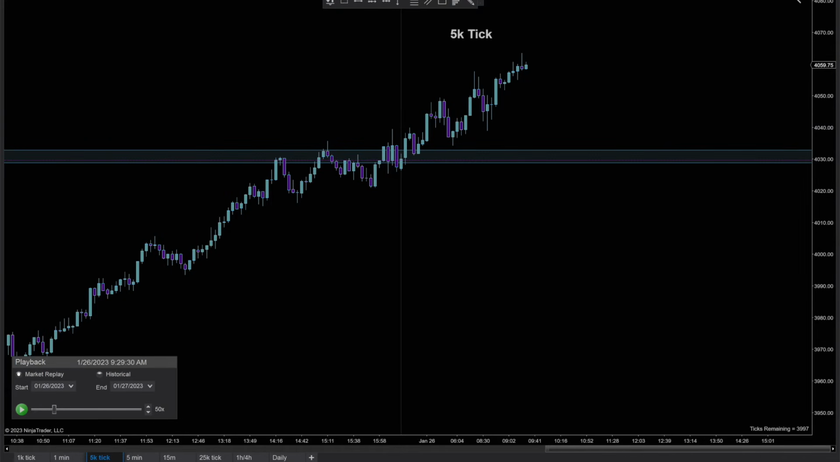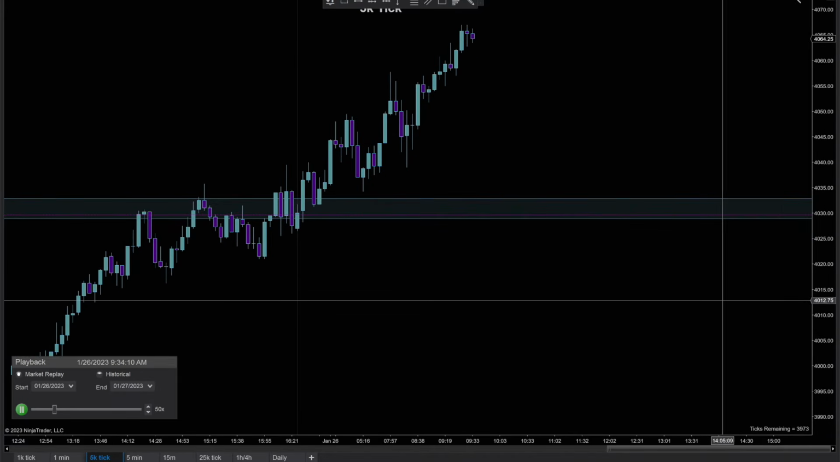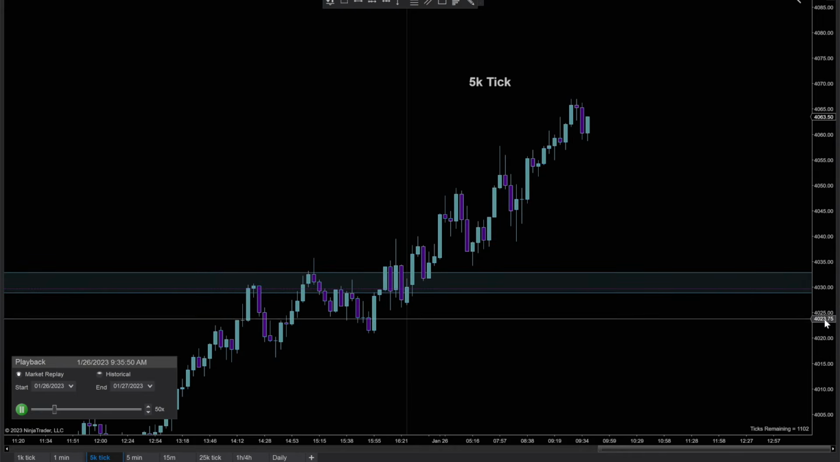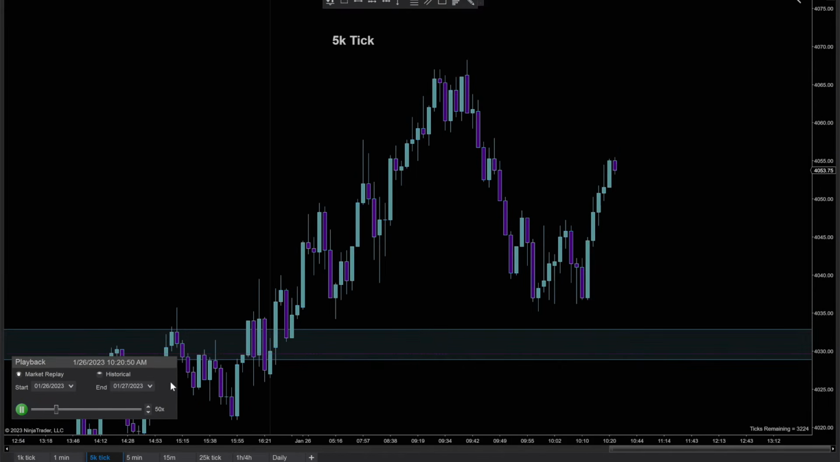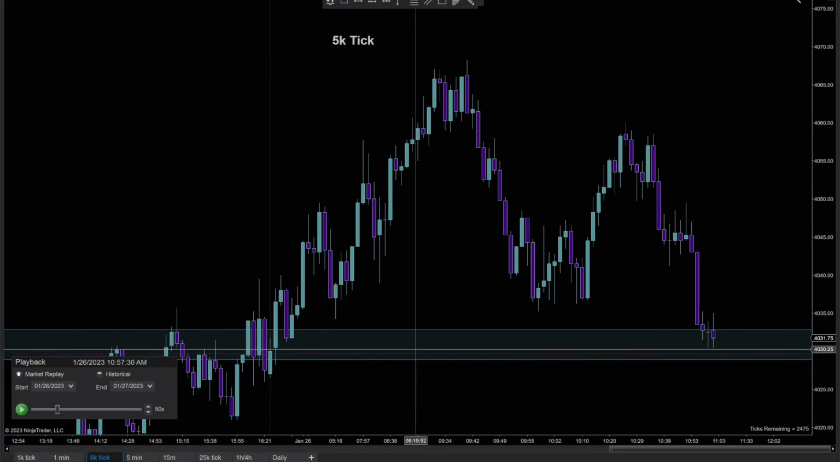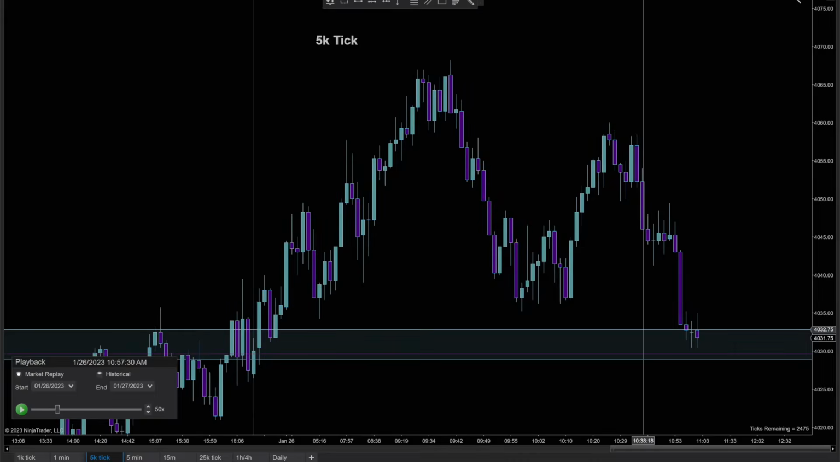So I'm going to remove this line. And now we're going to fast forward. I'm going to go at a relatively fast speed here. You can see we push up a little bit to start the session. Okay, so you can see now we've come into this zone. All right, we've come into this area that I'm looking at for a possible reversal.